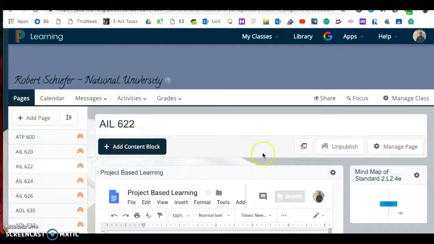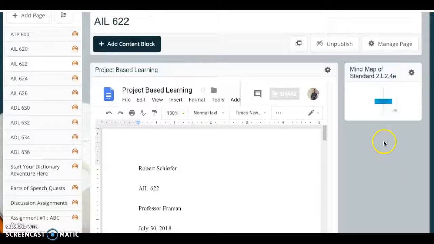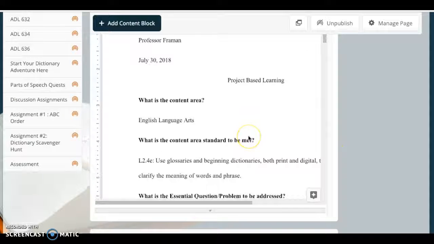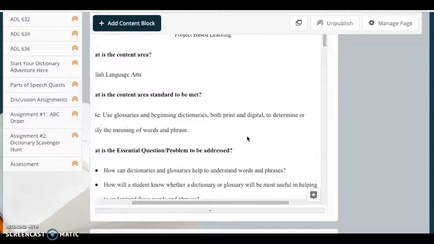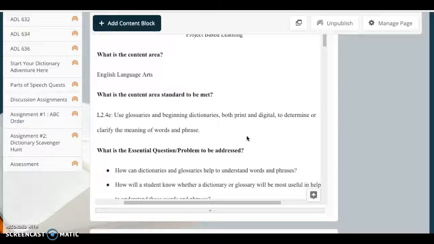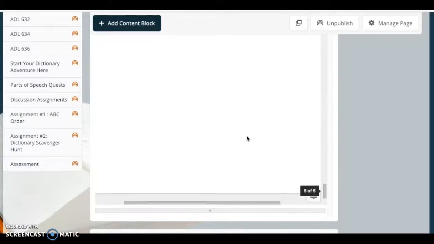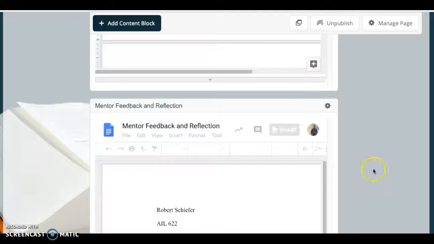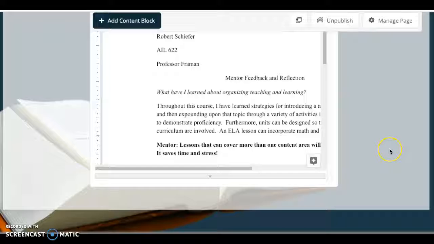The course was AIL 622. That was taken in July of 2018. Starting to delve into the standard that we chose for our digital lessons. My language standard was L 2.4E, use glossaries and beginning dictionaries, both print and digital, to determine or clarify the meaning of words or phrases. We unpacked the standards of that assignment. We also got with our mentor again in this month and asked and answered some questions.